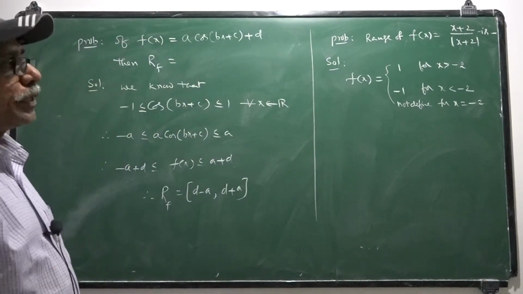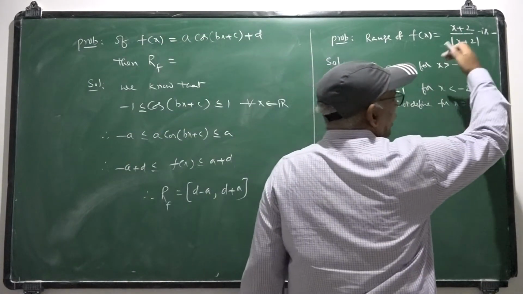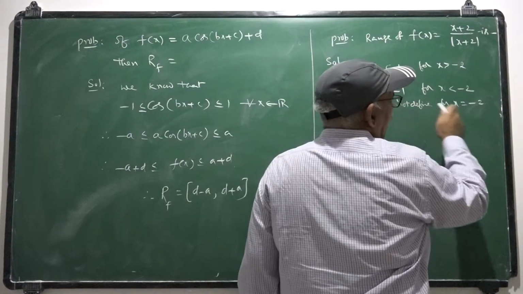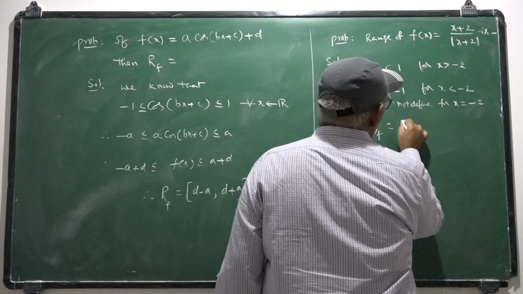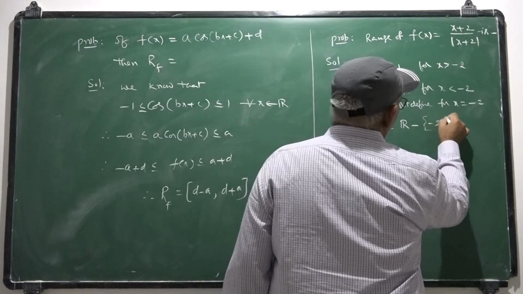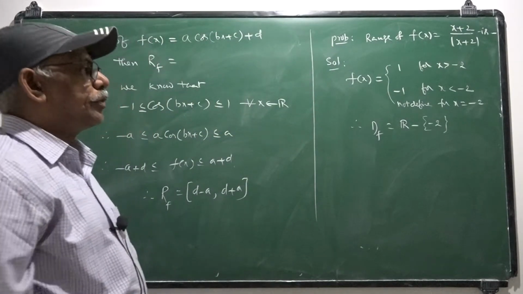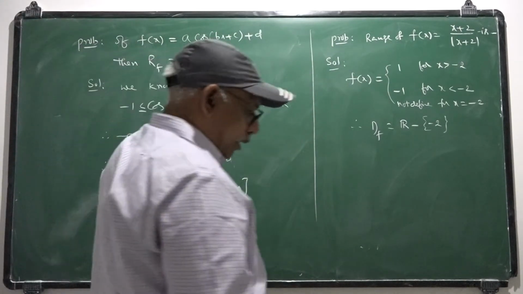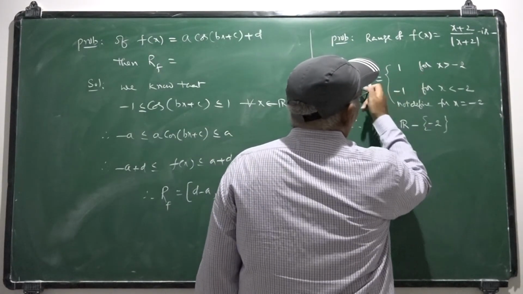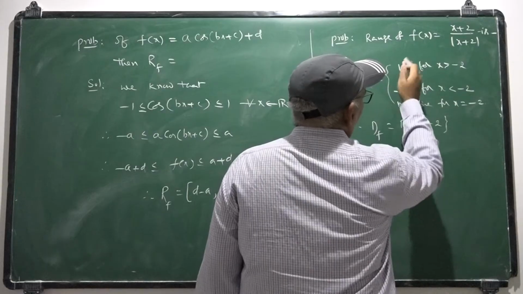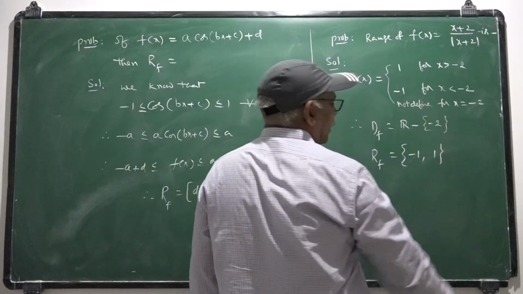Hence, the domain of the function is the set of all reals, either more than minus 2 or less than minus 2, except minus 2. So, the domain of x cannot take the value minus 2. And the range of f: f takes either minus 1 or 1 only.